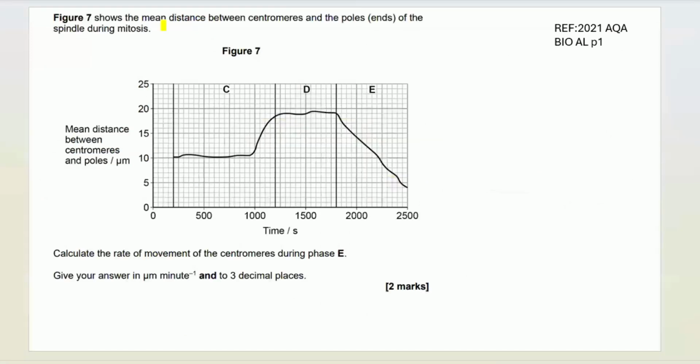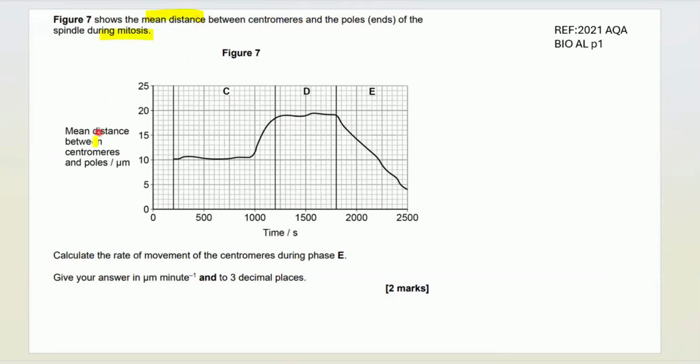Okay, figure 7 shows the mean distance between centromeres and poles at the end of the spindle during mitosis. We've got the mean distance between centromeres at the top, time in seconds at the bottom. Calculate the rate of movement of centromeres during the E phase. Give your answer in micrometers per minute and to 3 decimal places.